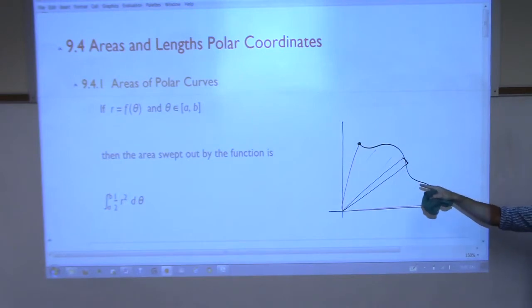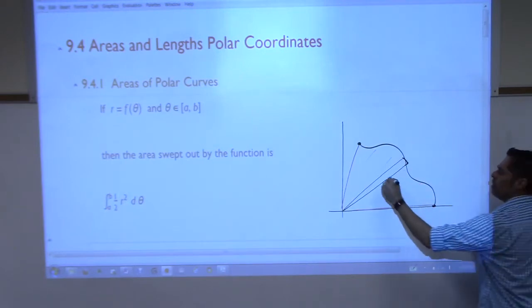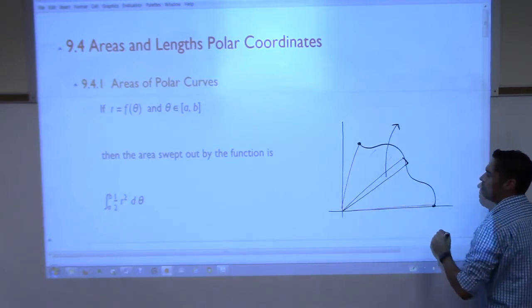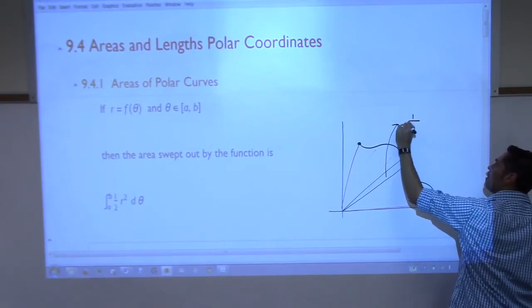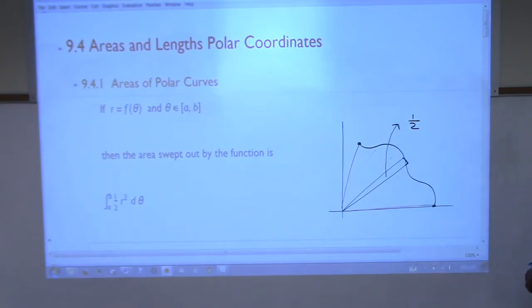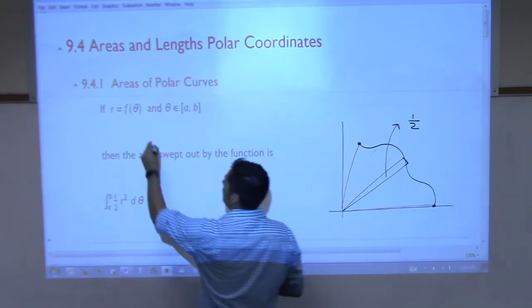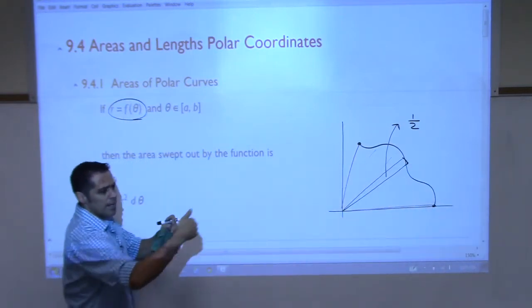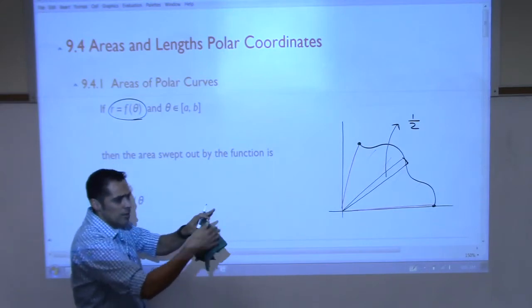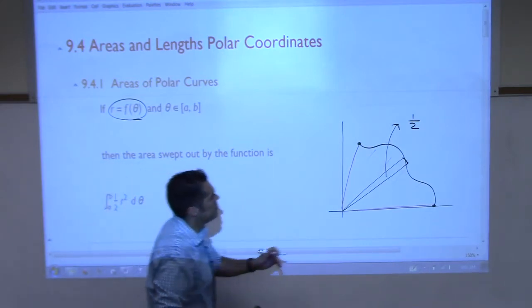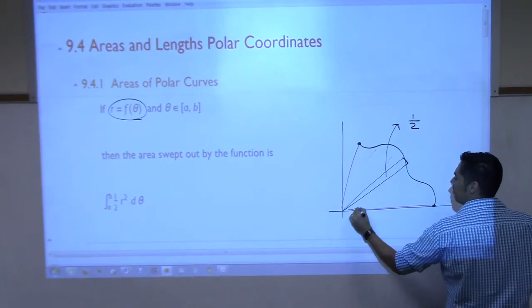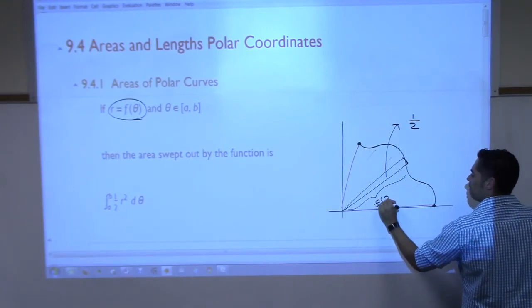So I need a formula for that area. What's the formula for the area of that little piece? 1/2. What's the radius? It's r. It's actually a function of theta, isn't it? Because that radius changes. As I move my angle, that radius changes. So the distance from here to here is f of theta.